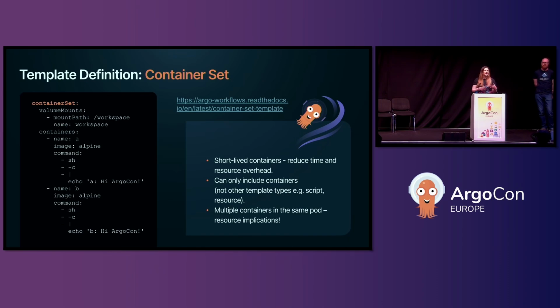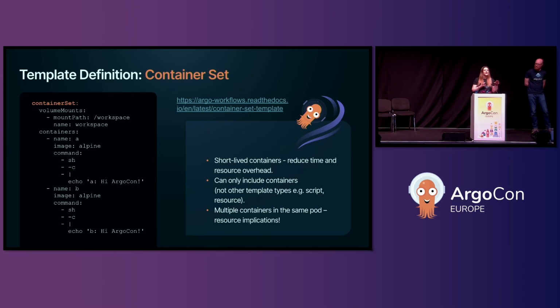We can see an example here with 2 containers, but of course we could have more. And because they run in the same pod, they'll be scheduled on the same host, which means they'll have a shared workspace and empty directory volume. Use a container set template when you want to combine short-lived containers into one step. This is efficient because it reduces the time and resource overhead of waiting for multiple init and wait containers to spin up.